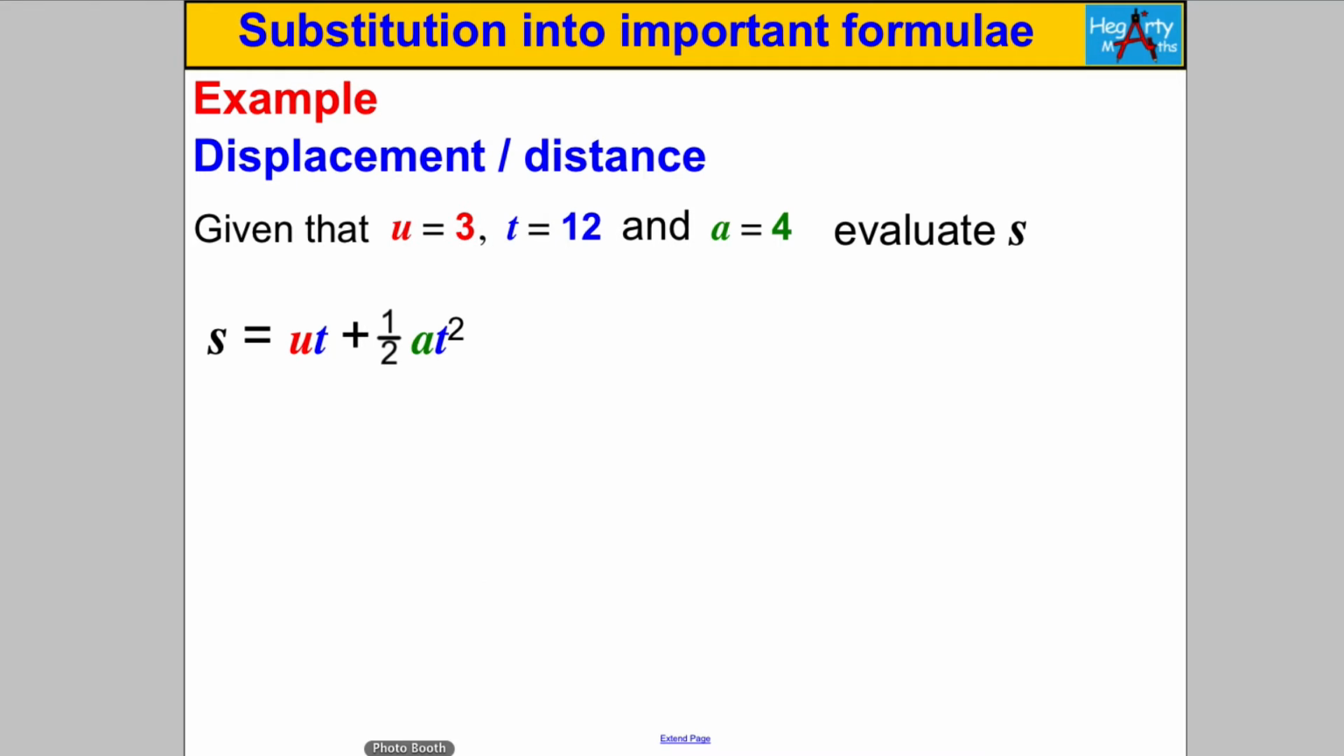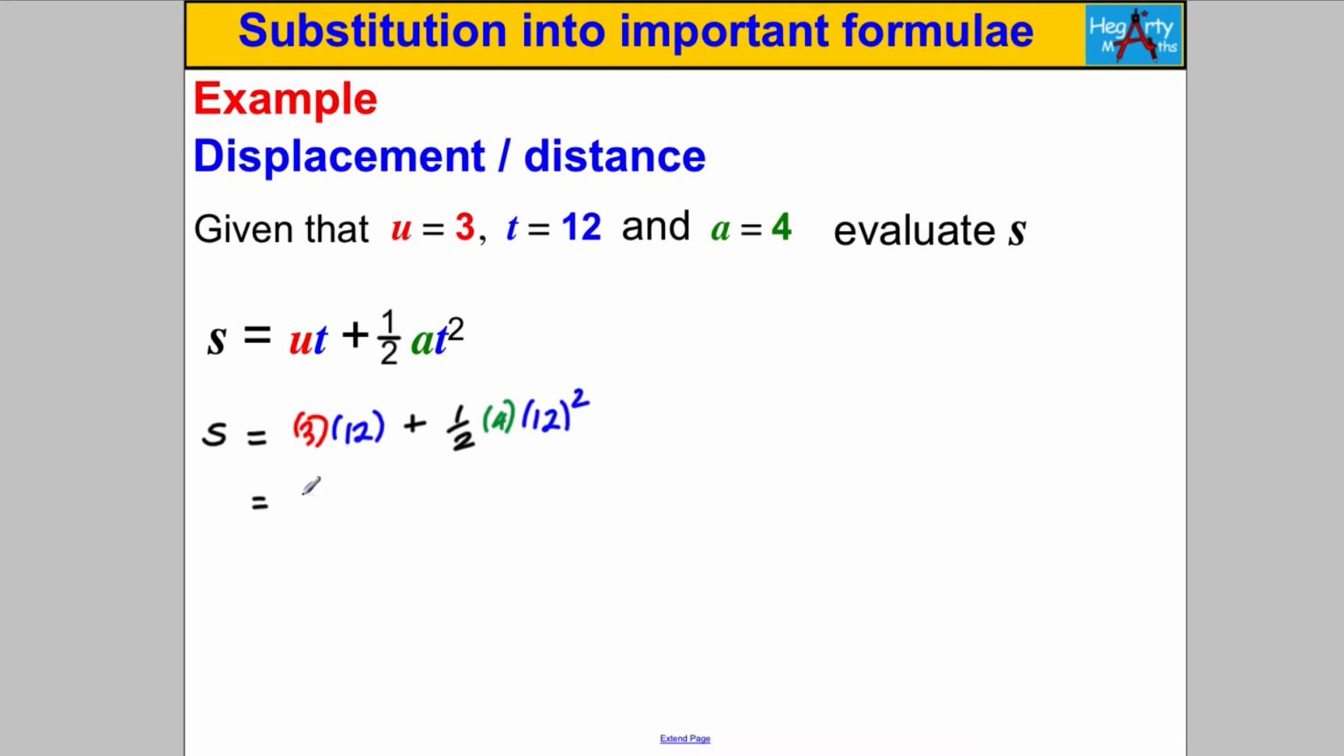And there we go, we've successfully substituted into the area of a trapezium formula. Right, next one. The displacement or distance formula. Pause the video and see if you can substitute u, t and a in there to find s. Well, s is going to be given by u, which is 3, multiplied by t, which is 12. And what we do to that is we add a half, and we multiply this by a, which is 4, and t squared, which is 12 squared.